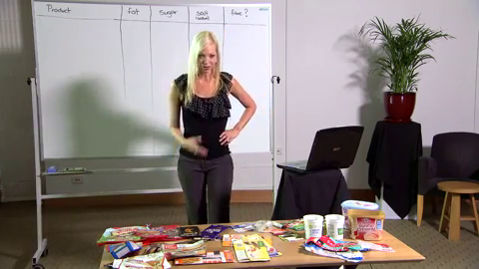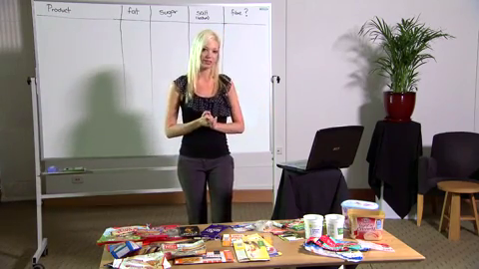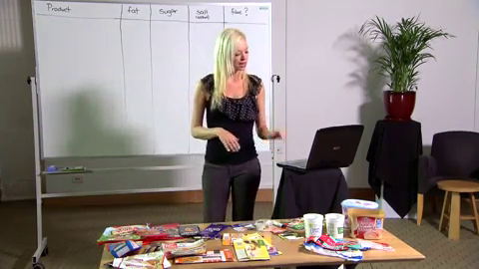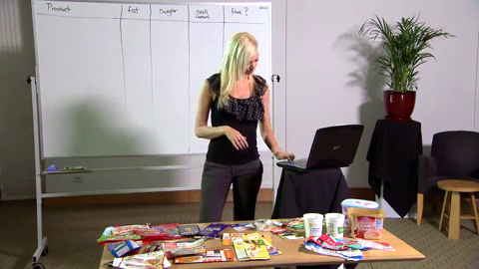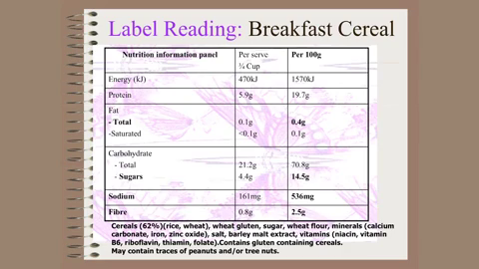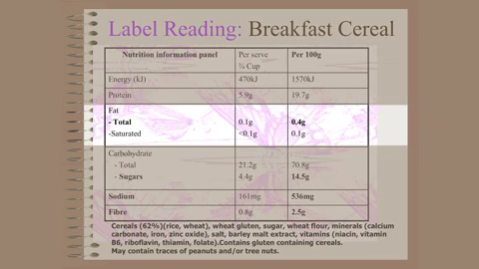So let's have a look at a couple of examples, some breakfast cereals to start with, and we'll see how we go with that. So have a look at this example of a breakfast cereal. So remember, we're looking at the far right column per 100 grams, and this is a breakfast cereal. So in this example, we've got fat, total fat 0.4. Now remember the numbers we were talking about before? Have you got them written down? Less than 10, 0.4, that's a tick.